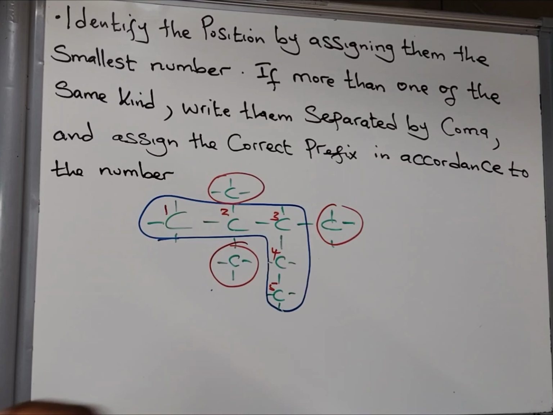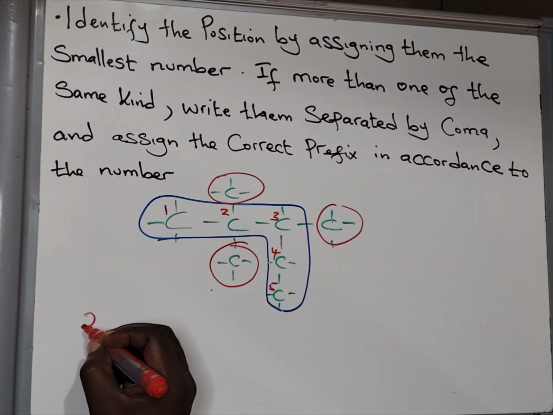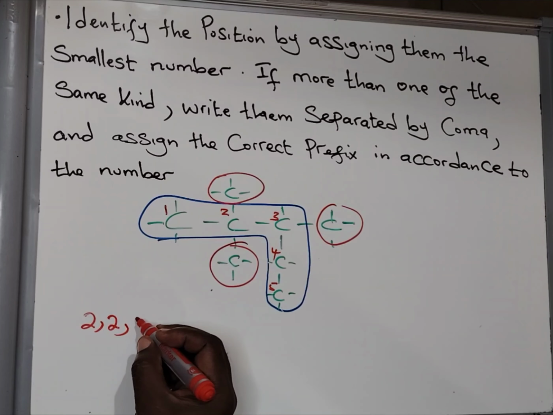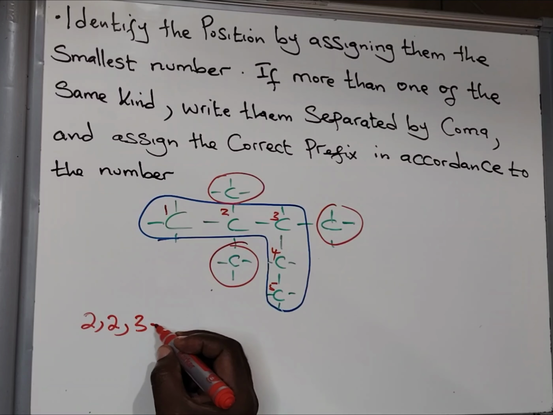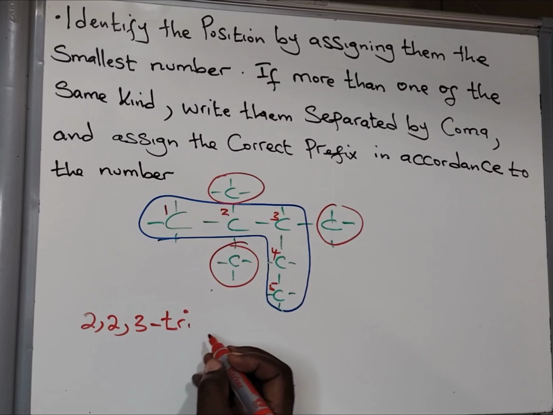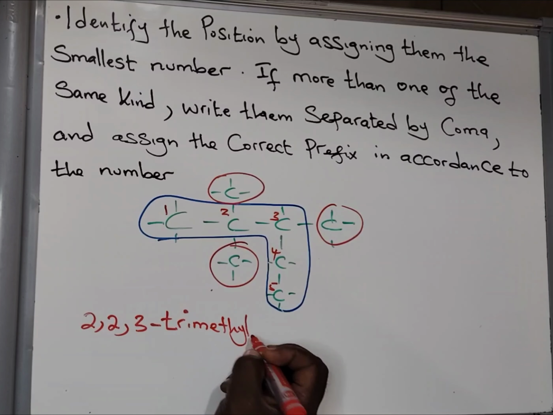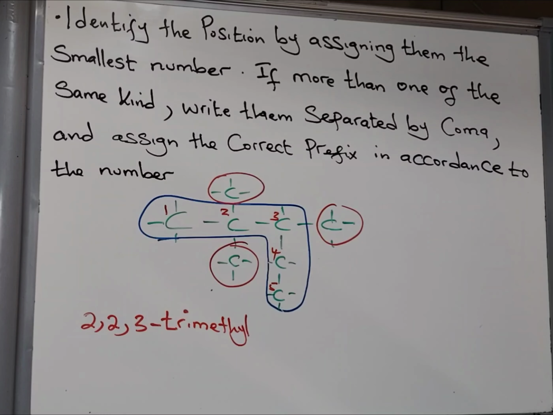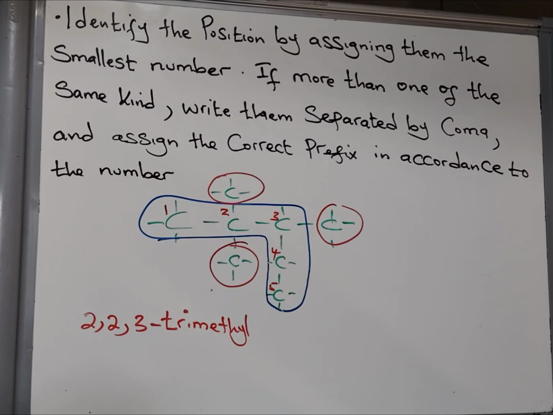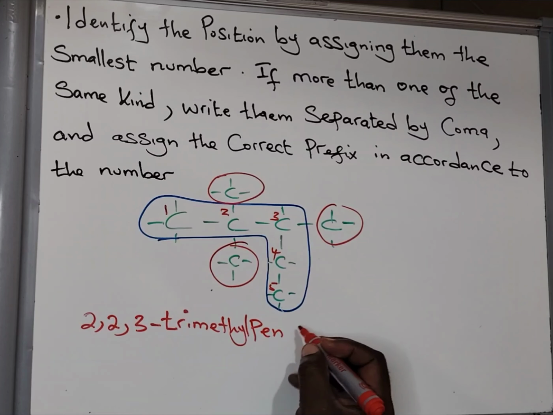So what do we say? We are going to say that it is 2,2,3, and because there are 3, the prefix is tri, methyl. If you want the entire name, then you have to know that the longest chain has 5 carbons, and 5 is pentane. So it's going to be trimethylpentane.